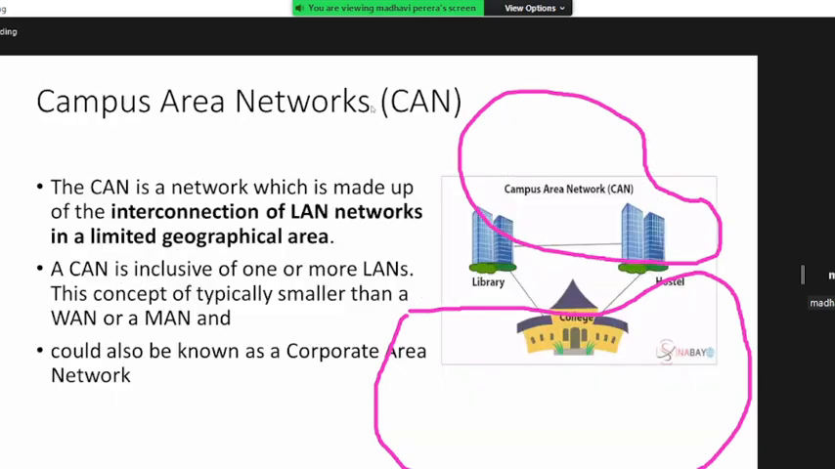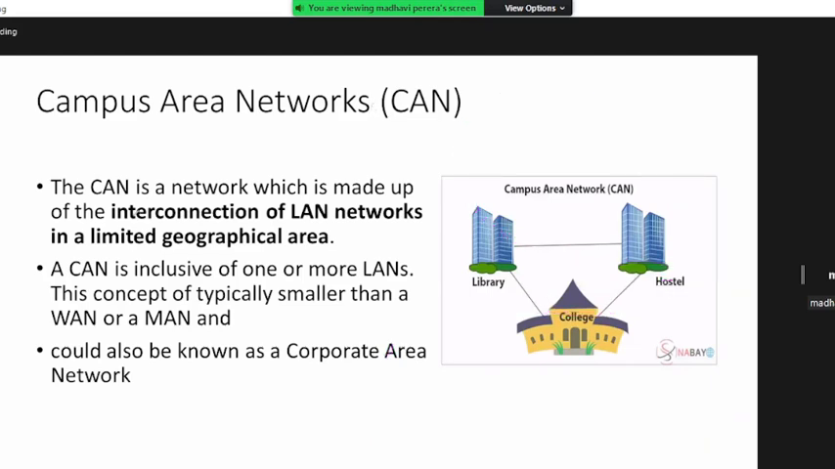So campus area network means, as I told you, a network made up of interconnection of LAN networks in a limited geographical area. Usually, a campus area network is like in a university, or not only universities, even in an office building. If you have several buildings connected together belonging to one institute, then it is called a CAN, campus area network.